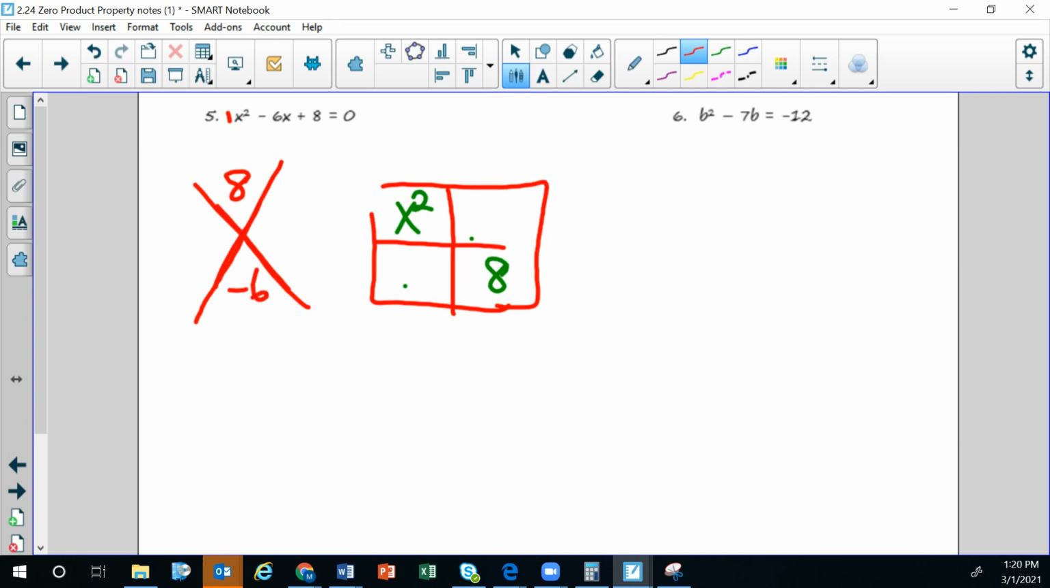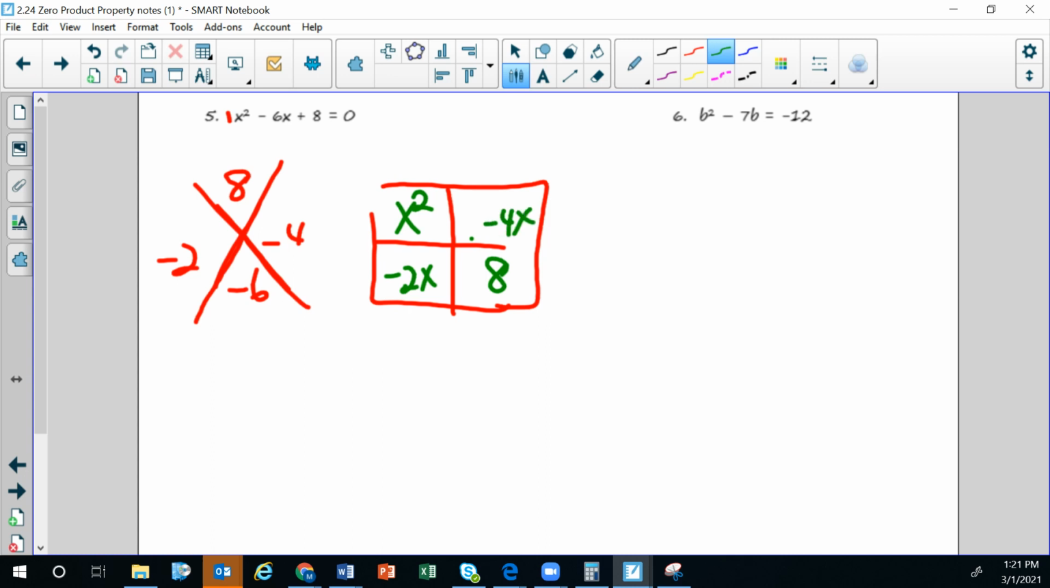So I need two numbers so that when I add them, it gives me negative 6, and when I multiply them, it gives me 8. And those two numbers are negative 2 and negative 4. Therefore, these two corner boxes are going to be negative 2x and negative 4x.